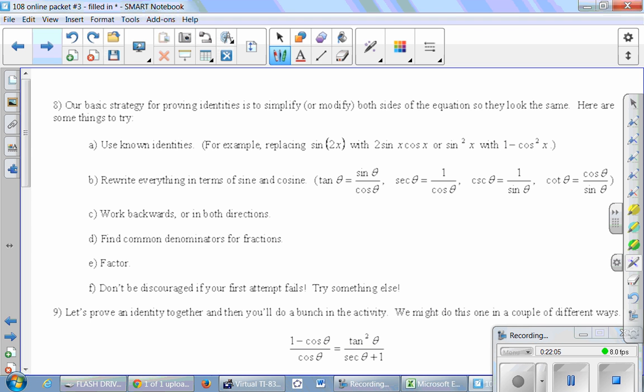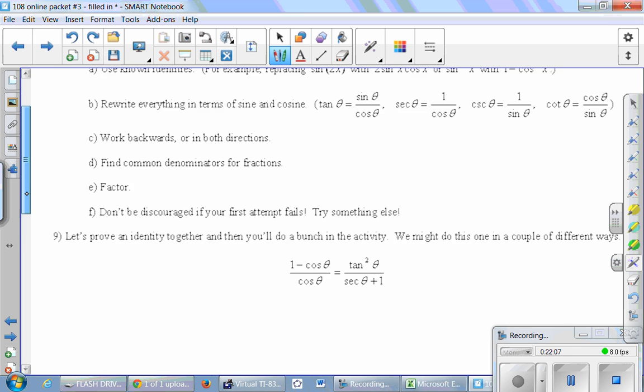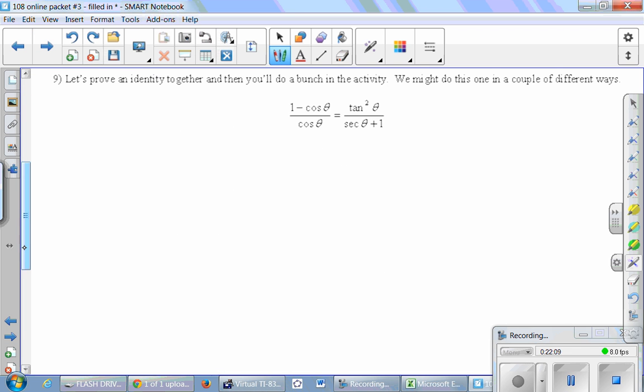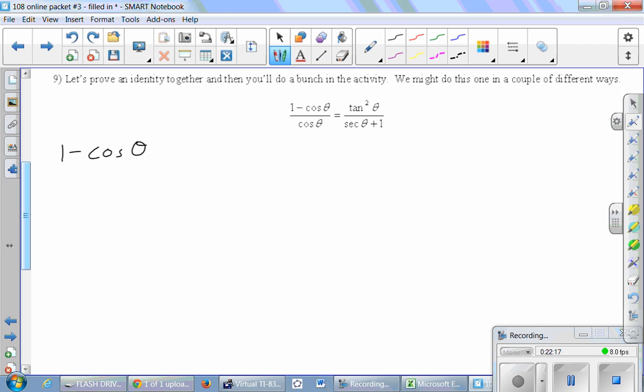Okay, number 9, let's prove an identity together, and then you'll do a bunch in the activity. We might do this one in a couple different ways. Okay, so I will copy both sides separately, and I'll put that big line in between so that I make sure I don't cross that line.